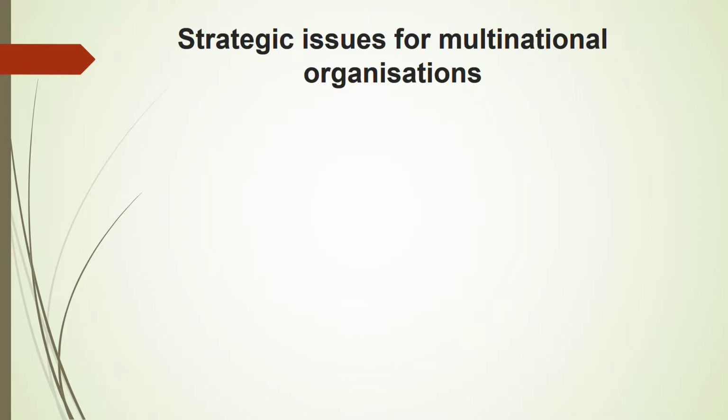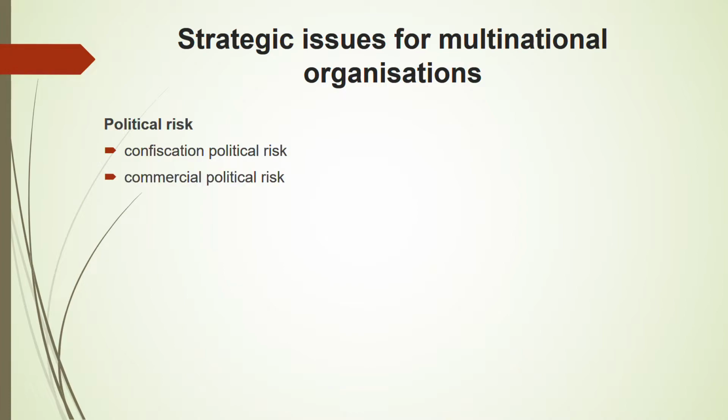Then we are moving towards political risk. Political risk is when the government brings out some new laws or regulations and it affects your business. So MNCs are exposed to that. One is confiscation political risk. Then we have commercial political risk and we have financial political risk. You don't have to know this detail. You don't have to explain it also. These are just some examples of political risk.